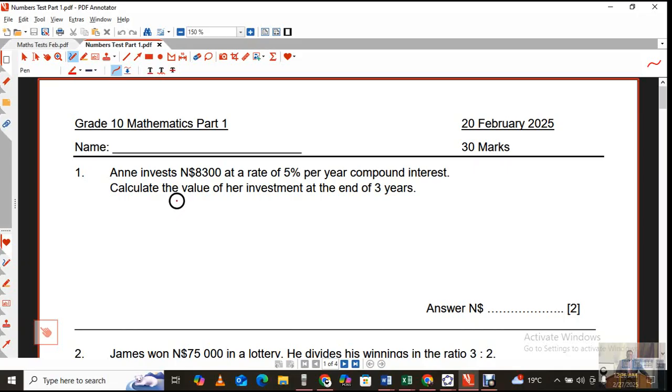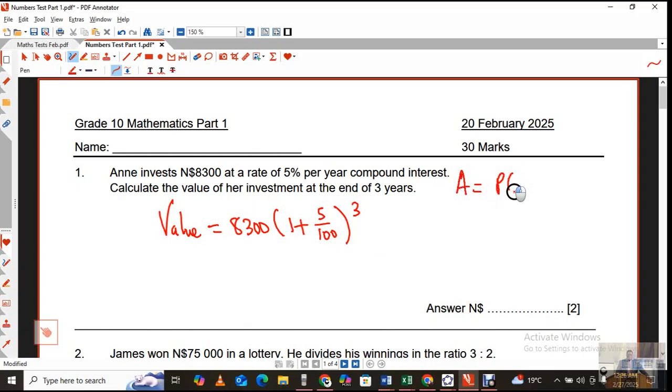You have an investment here of 8,300, and this is compounded annually at 5%. So if you have to find the value of that, the whole value would be that investment, then 1 plus the rate, and that goes for 3 years. This obviously comes from the formula A equals P(1 + R/100) raised to the N or T. That's essentially the formula for compound interest.